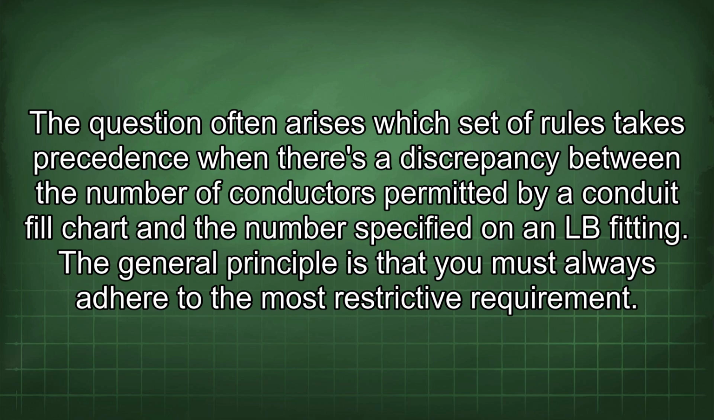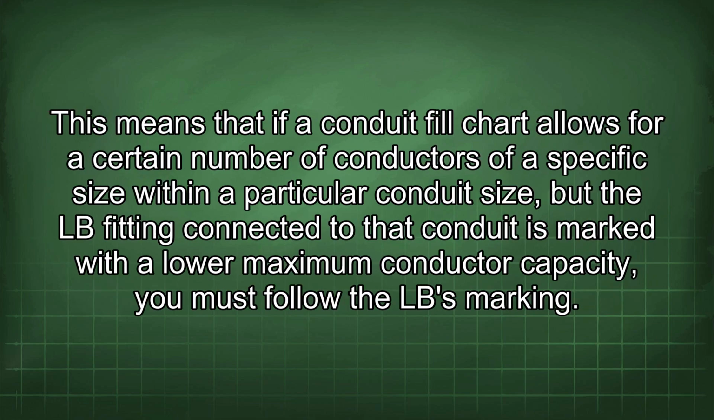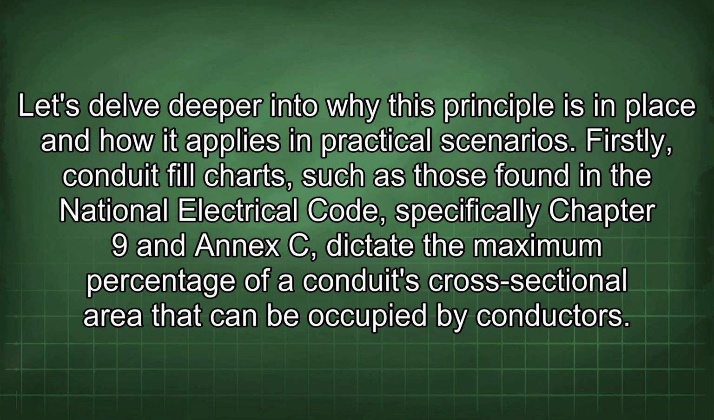The general principle is that you must always adhere to the most restrictive requirement. This means that if a conduit fill chart allows for a certain number of conductors of a specific size within a particular conduit size, but the LB fitting connected to that conduit is marked with a low maximum conductor capacity, you must follow the LB marking. Let's delve deeper into why this principle is in place and how it applies in practical scenarios.